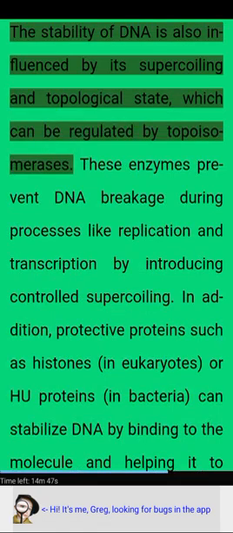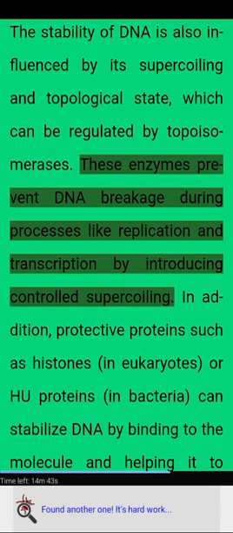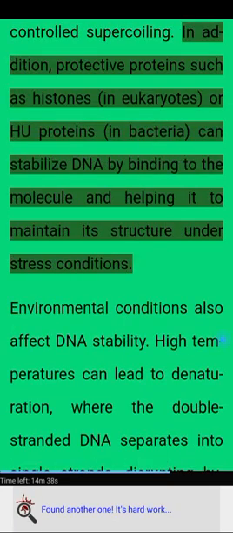The stability of DNA is also influenced by its supercoiling and topological state, which can be regulated by topoisomerases. These enzymes prevent DNA breakage during processes like replication and transcription by introducing controlled supercoiling. In addition, protective proteins such as histones in eukaryotes or HU proteins in bacteria can stabilize DNA by binding to the molecule and helping it to maintain its structure under stress conditions.